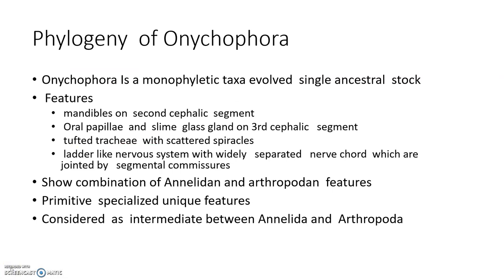Now, considering the phylogeny of Onychophorans, it is a monophyletic taxon. That means all these organisms coming under this phylum are derived from a single ancestral stock, and they have certain common features like mandibles on their second cephalic segment, oral papillae, and slime glands on the third cephalic segment. The trachea is tufted in nature with scattered spiracles. The ladder-like nervous system has widely separated nerve cords joined by certain segmental commissures, which give a ladder-like appearance.